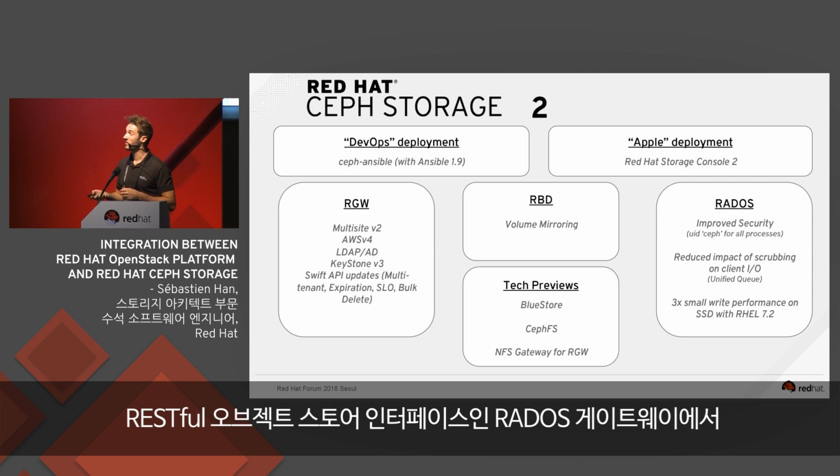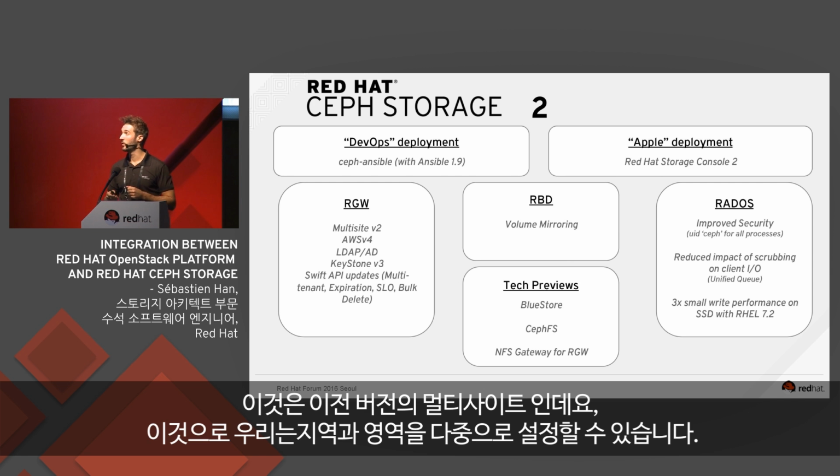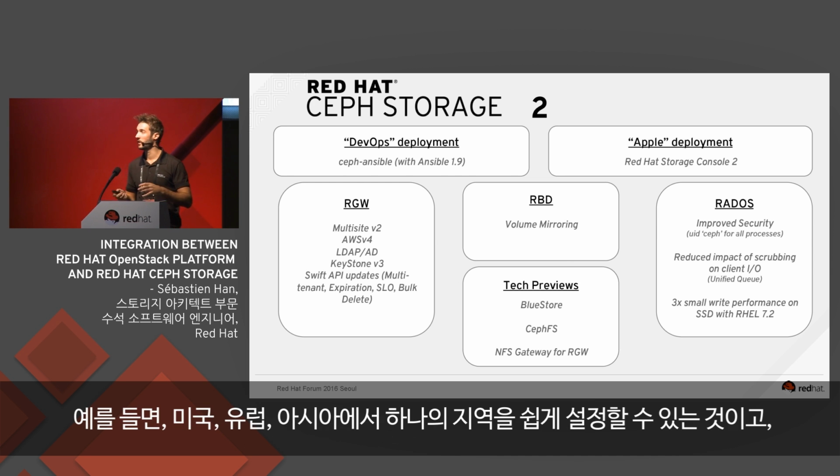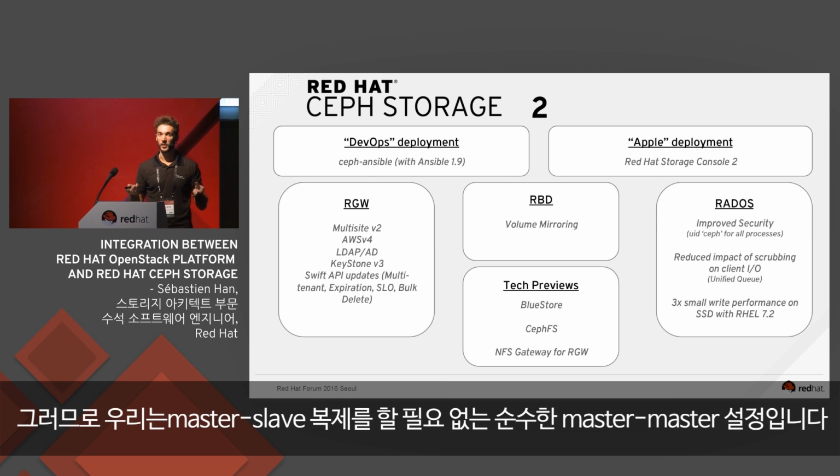Then on the Rados gateway, which is the RESTful Object Store interface, I'm just going to pick the multi-site one because it's a really important one. It's an enhancement of the previous version of multi-site, which allows us to have multiple regions and multiple zones within those regions. So you can easily have one region in the US, one in Europe, one in Asia, and within those regions you can have different zones. And we can do this with a master-master setup. So we don't have any master-slave replication going on, it's pure master-master.